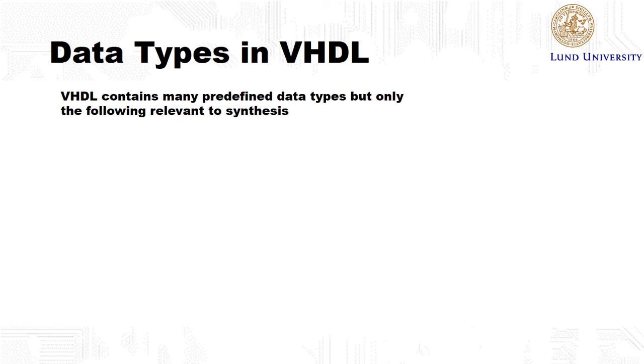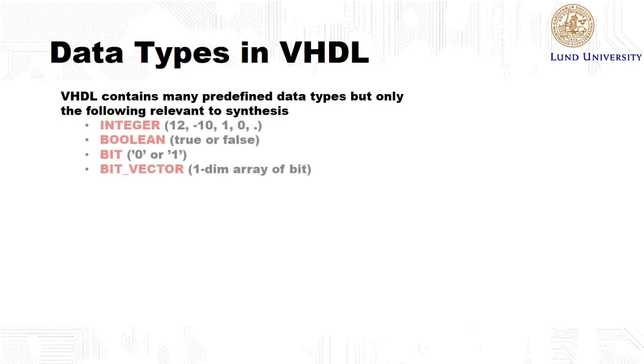So the predefined data types that we may use in our description are the integer, which can hold both positive and negative values; the Boolean, which can be true or false; the bit, which can be either a 0 or a 1; and the bit vector, which is an array of bits. One thing to note here is that for the bit, we specified a 0 enclosed in single quotes. If we do not do this, it will be interpreted as an integer instead.